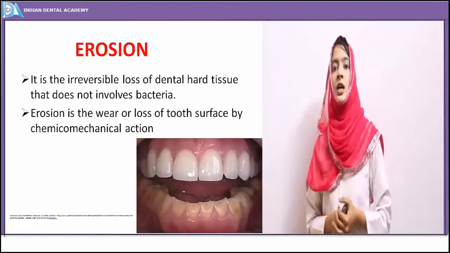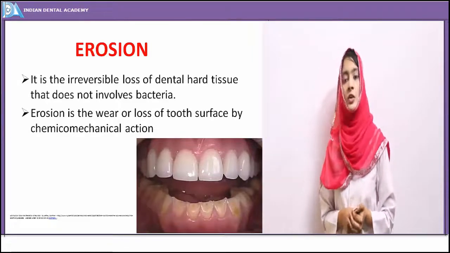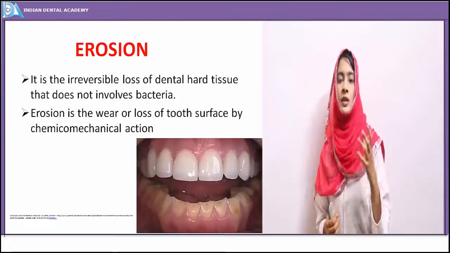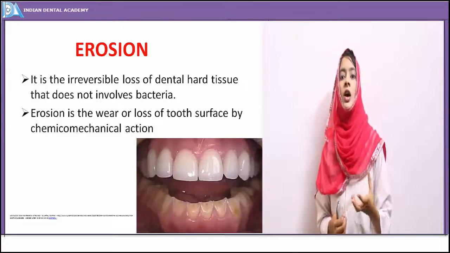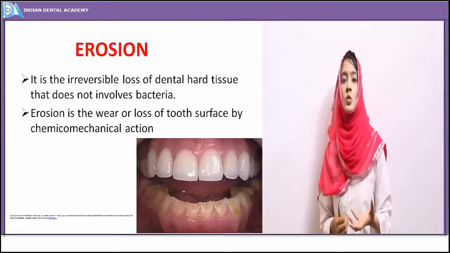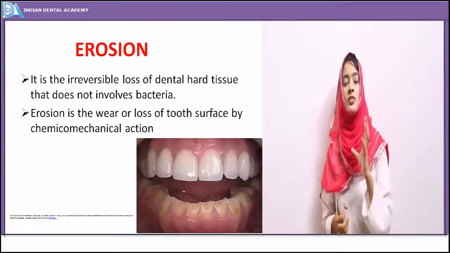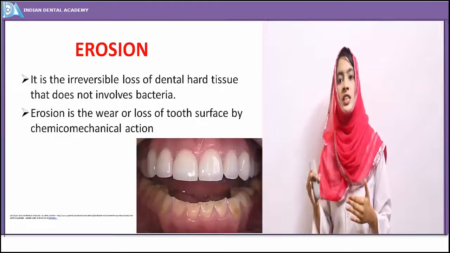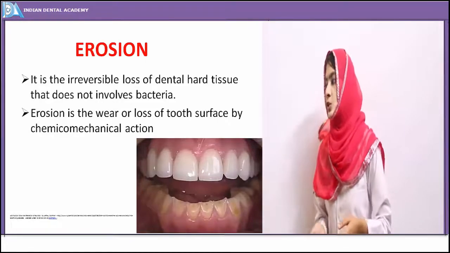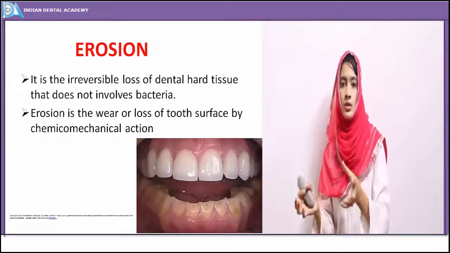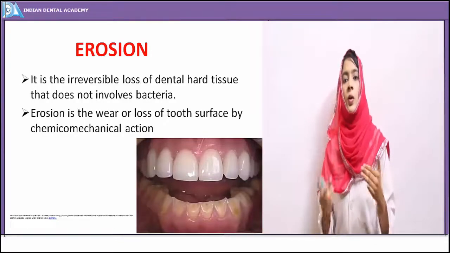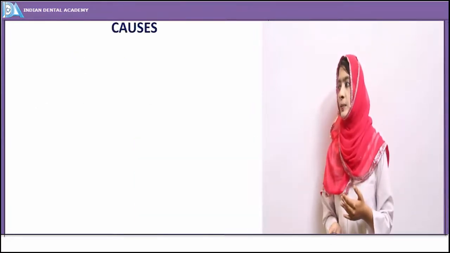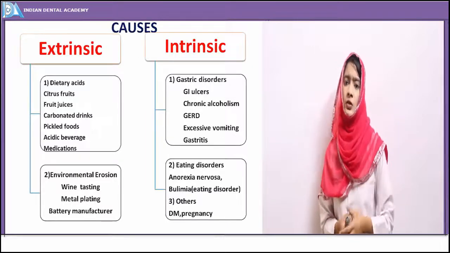Now we'll see the other regressive change, that is erosion. Erosion is the loss of tooth surface by a chemical process, by either intrinsic or extrinsic sources. Whatever the cause, the loss of tooth structure is irreversible. Once the enamel surface has been lost, it cannot be replaced. So some chemical process is involved in tooth surface loss. The extrinsic sources of erosion are acidic foods, like the dietary food, whatever we take.